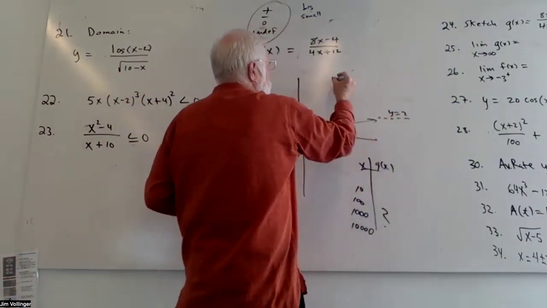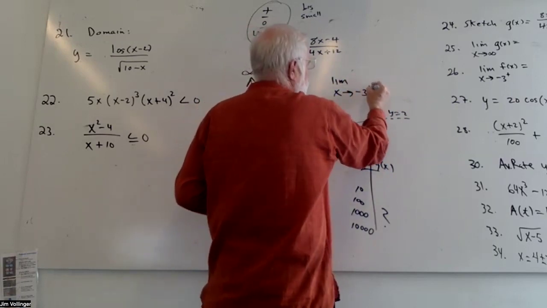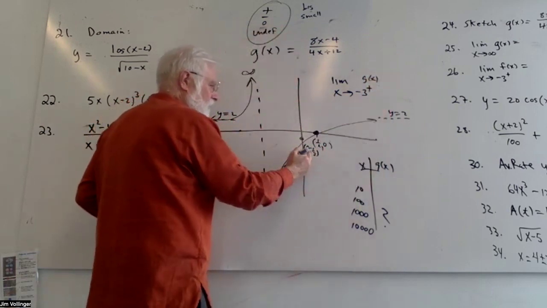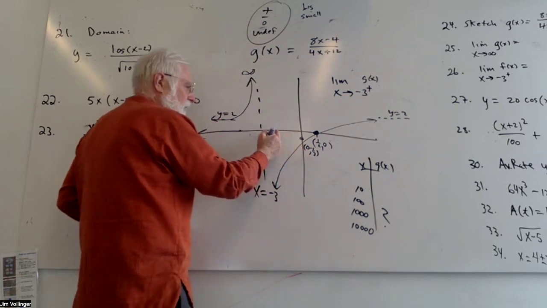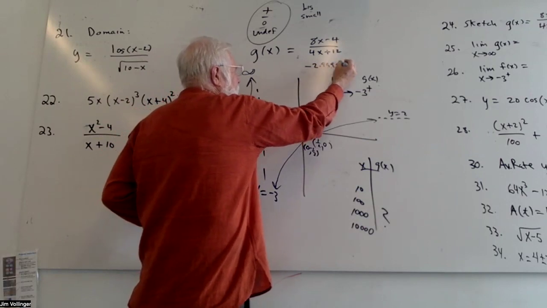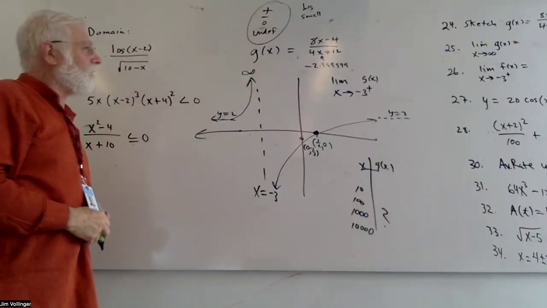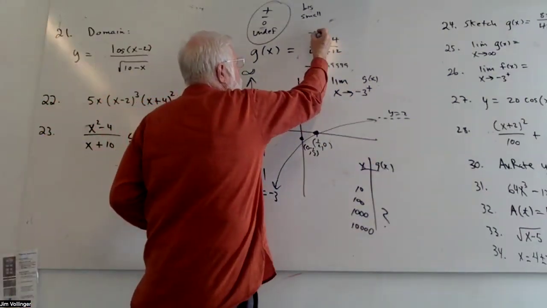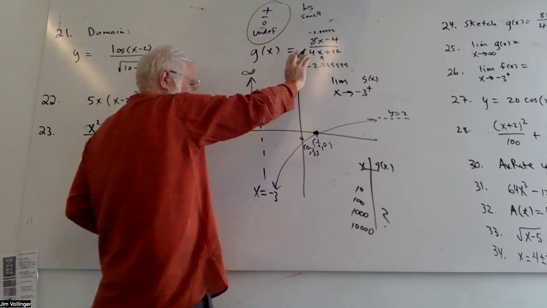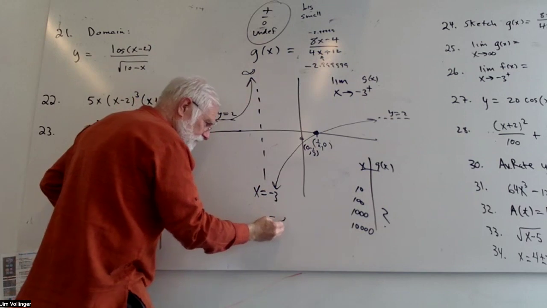What's the limit as x goes to negative 3 from the right of g of x? Well, that means I'm plugging numbers in like a half, like 0, like negative 1, like negative 2, like negative 2.99999999999. If you do the math, you're going to get a negative divided by a positive, and we're heading to negative infinity.